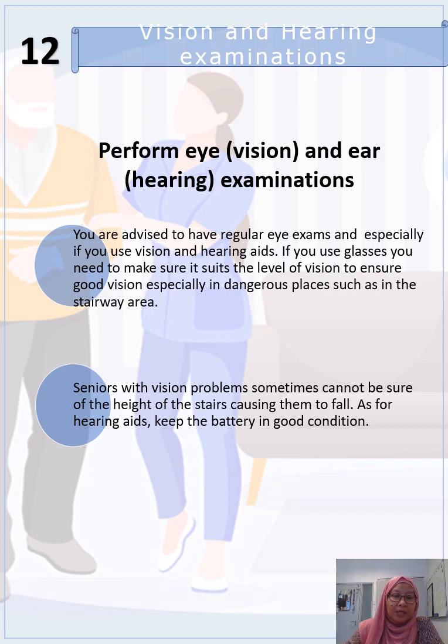Vision and hearing examinations. Older people should have regular eye and hearing examinations. You're advised to have regular eye exams, especially if you use vision and hearing aids. If you use glasses, make sure they suit your level of vision to ensure good vision, especially in dangerous places such as the stairway area. Seniors with vision problems sometimes cannot be sure of the height of the stairs, causing them to fall. As for hearing aids, keep the battery in good condition all the time.